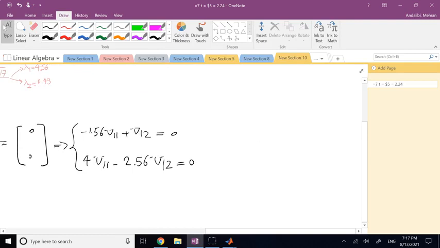Now, first of all, you might say, well, is the result going to be 0 and 0? No. The 0 and 0 is the trivial answer. The matter of fact is these two equations are the same equation. If you find the ratio of 1.56 over 1, that's the same ratio as 4 over 2.56.